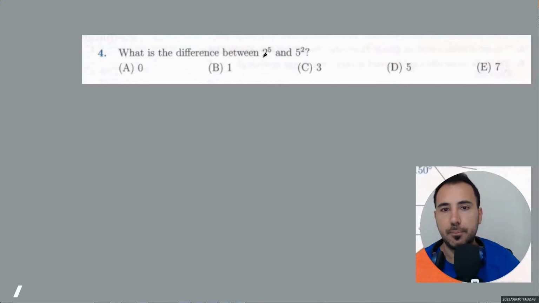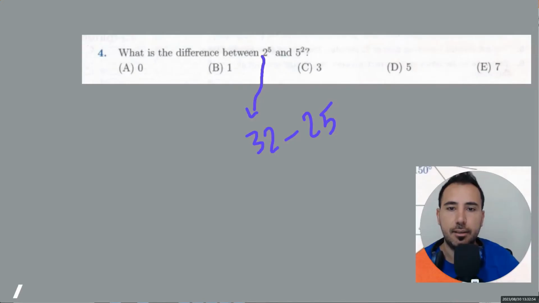Now question 4, what is the difference between 2 to the 5th power and 5 to the 2nd power? This one is 2 multiplied by itself 5 times, which is 32, minus 5 times 5, which is 25. And of course, obviously, the answer will be 7, option E.